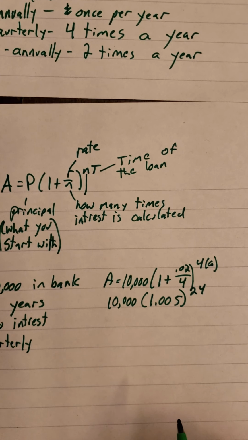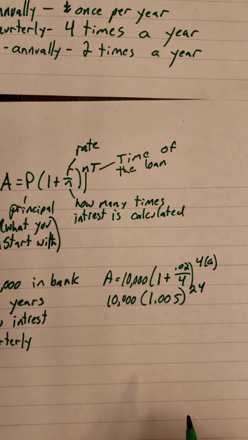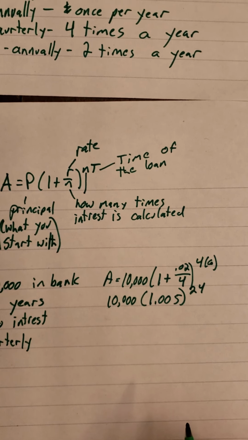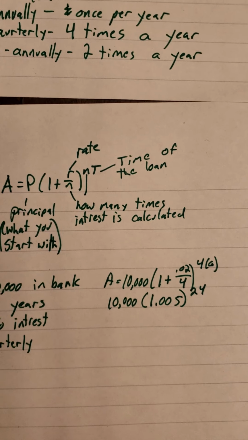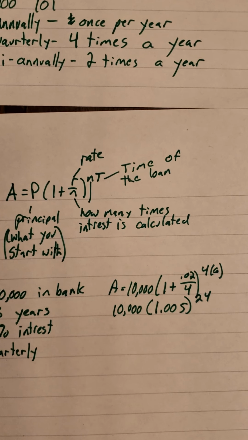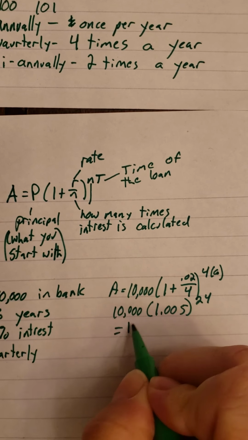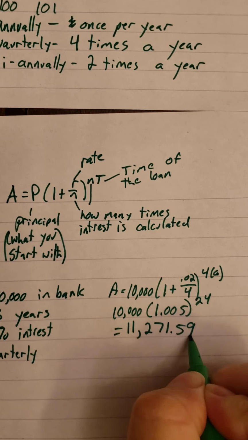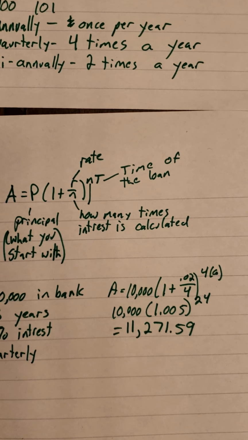This is where it becomes really important that you know how to use that exponent key, because going 1.005 times 1.005 times 1.005 and doing that another 21 times, the chance of you making a mistake is pretty high. So now would be a good time to plug all this into a calculator. When I put everything into a calculator, I end up with an answer of 11,271.59 without rounding, just chopping it off at 2 digits.